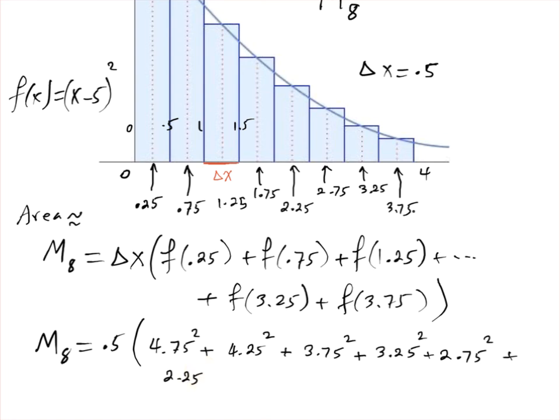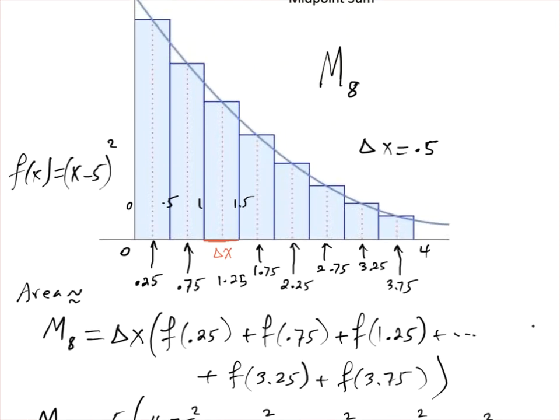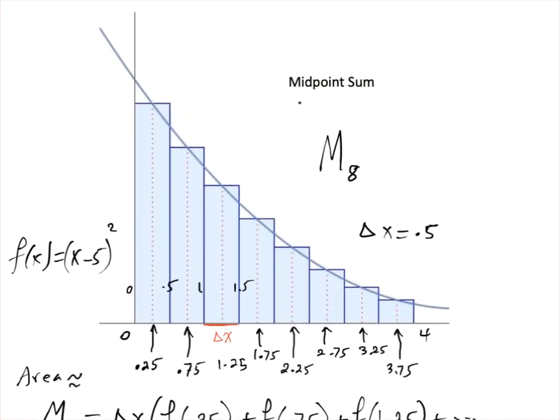2.25. The last place you evaluate the function is 3.75. And when you subtract from 5, you get 1.25. So this is 2.25 squared, plus half less, 1.75 squared, and now half less, 1.25 squared, and then whatever that gives you. So this is the midpoint sum.